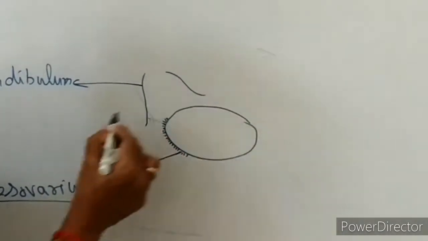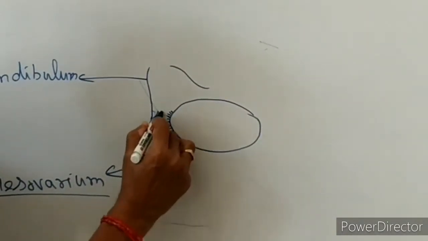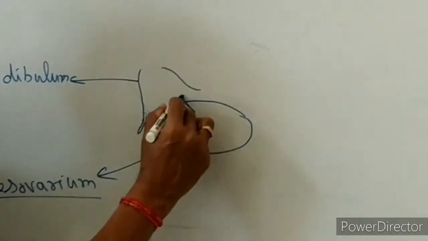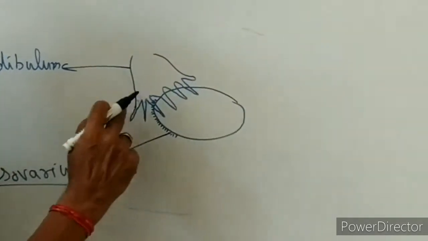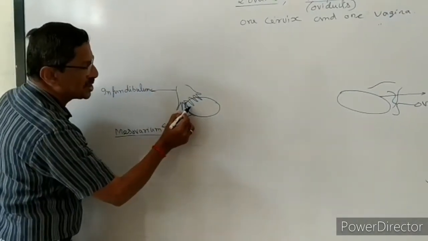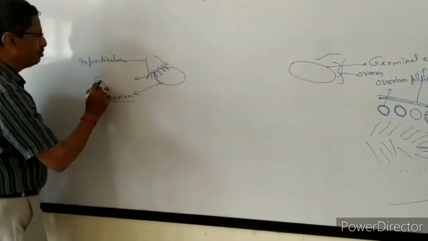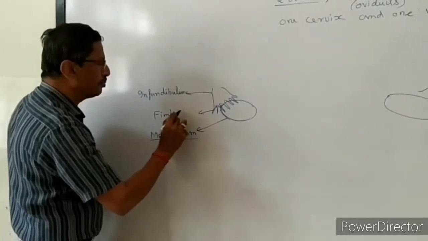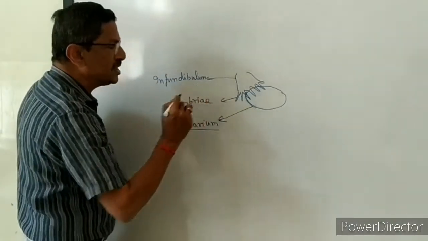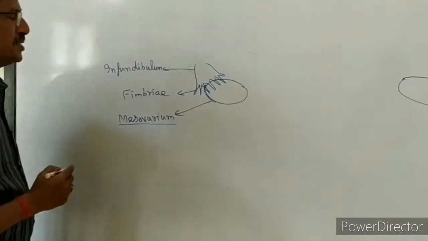Now from the mouth of the funnel, the edge of the funnel, a number of finger-like projections are there. These finger-like projections are covering the ovary partly. Not only this side, even the back side also. These finger-like projections which are covering the ovary partly are called fimbriae. Fimbria, singular, is one finger-like projection. Plural is fimbriae. An enormous number of fimbriae are present.